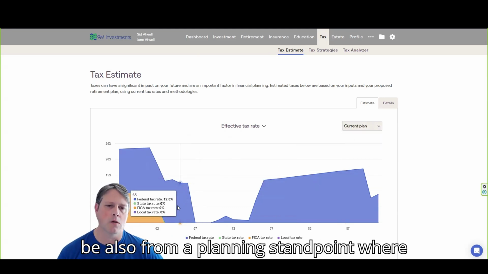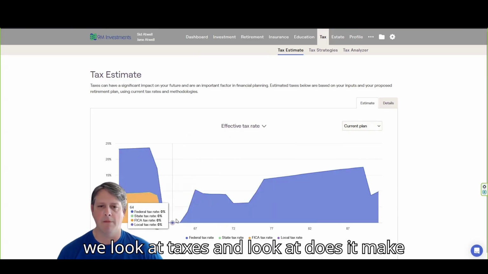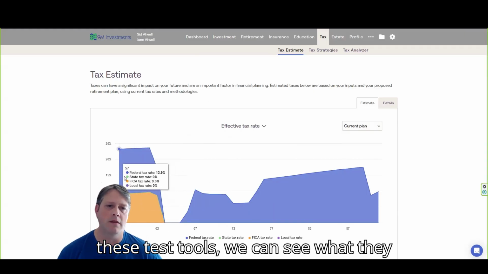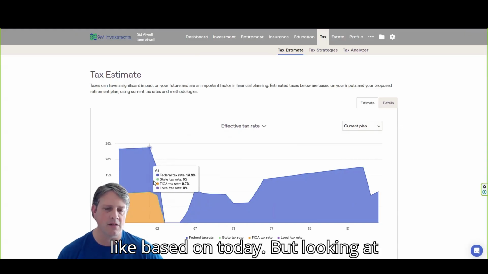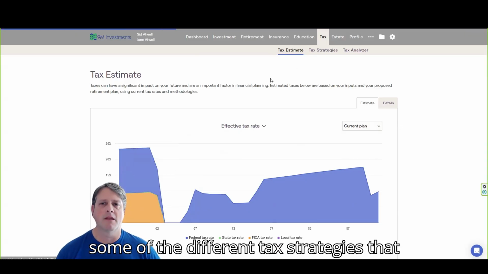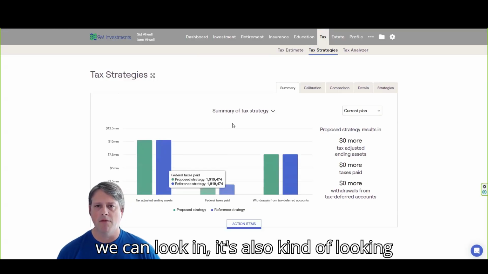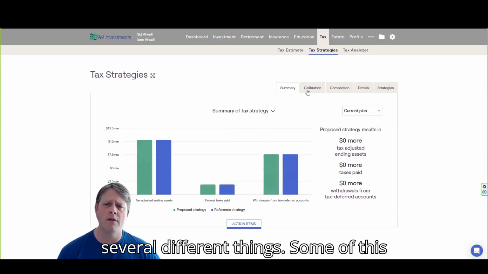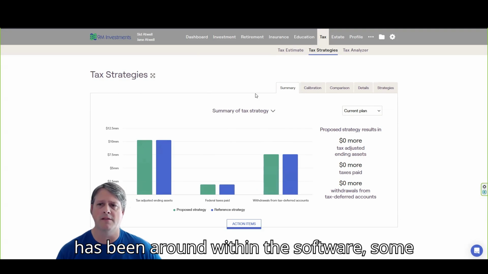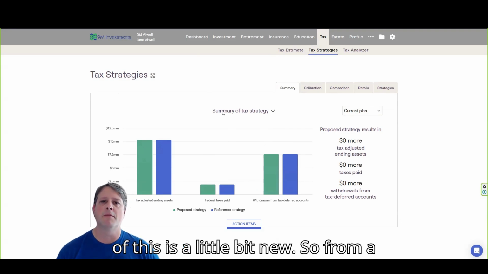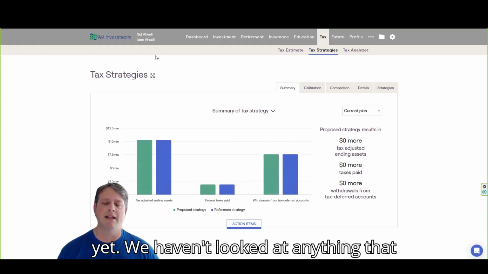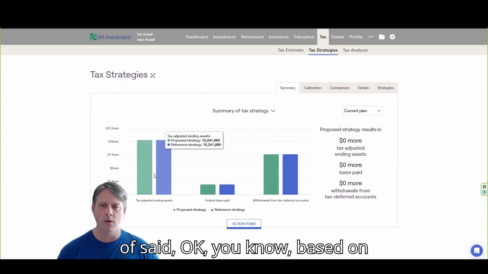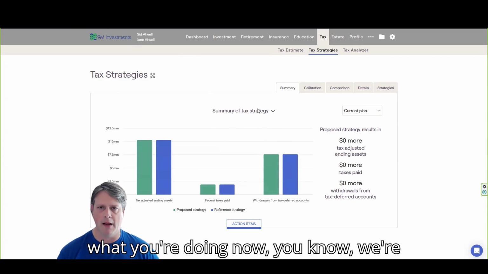But that might be also from a planning standpoint where we look at taxes and look at, does it make sense to do Roth conversions? And so with these tax tools, we can see what your tax rates look like based on today. But looking at some of the different tax strategies that we can look at, it's also looking into the future. What do we want that to look like moving forward? And so there's several different things. Some of this has been around within the software. Some of this is a little bit new. So from a tax strategy, we haven't done anything yet. We haven't looked at anything that Sid and Jane could do. We've just said, okay, based on what you're doing now, we're not changing any of that.